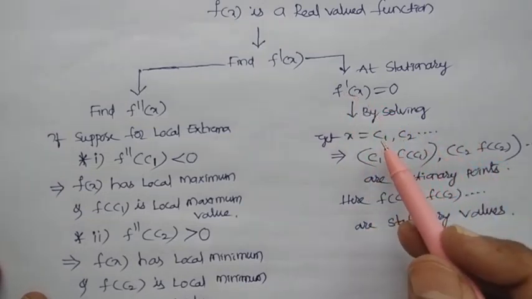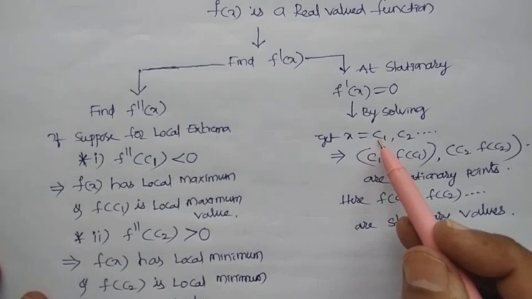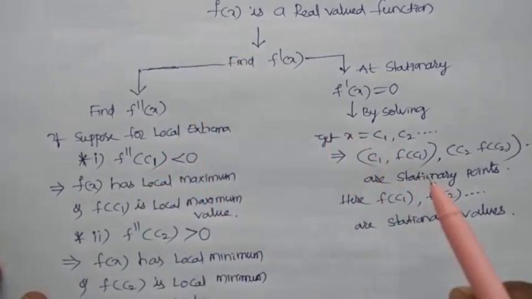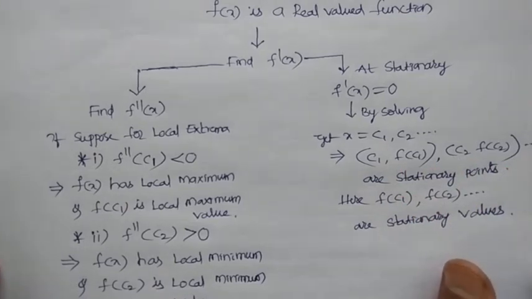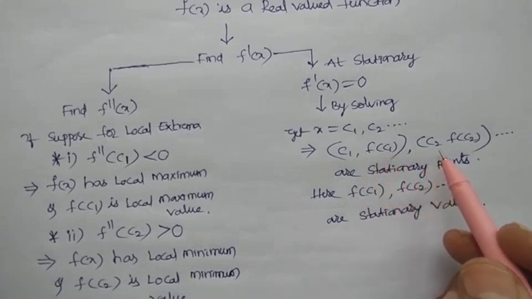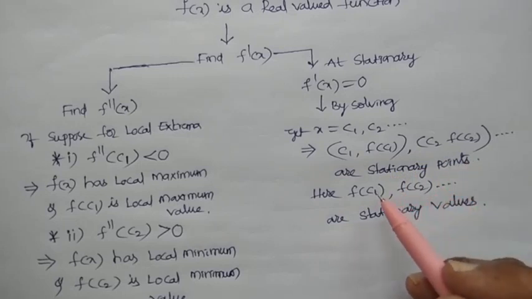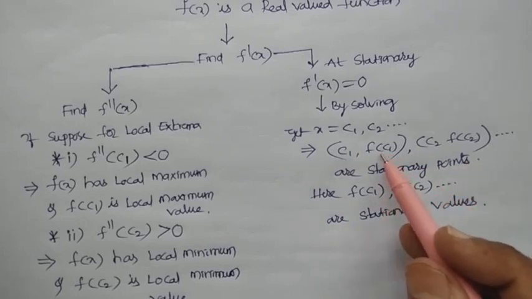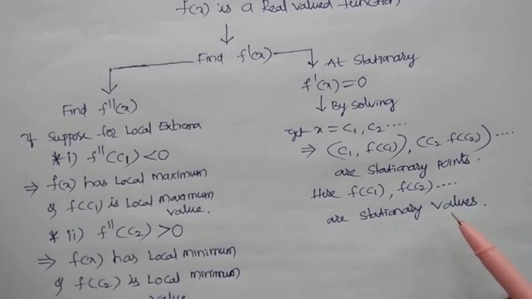For the corresponding c1, you can get f of c1 by substituting the c1 value in the given function. You will get f of c1, and likewise c2 comma f of c2 will form. These types of points are called stationary points. So c1 comma f of c1, c2 comma f of c2 are called stationary points, and the y coordinates f of c1 and f of c2 are called stationary values.